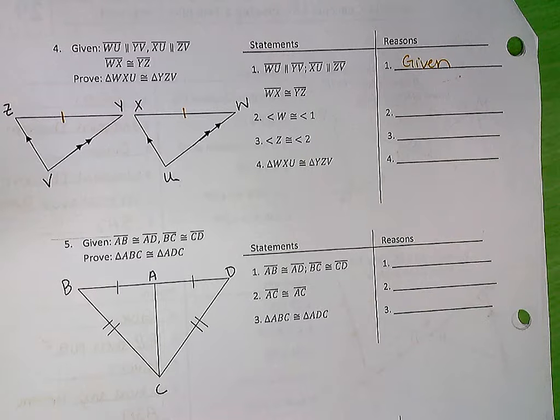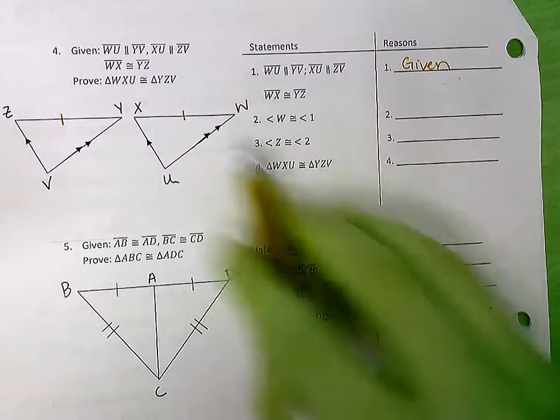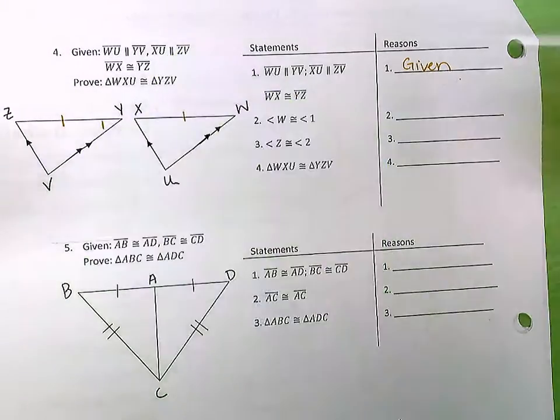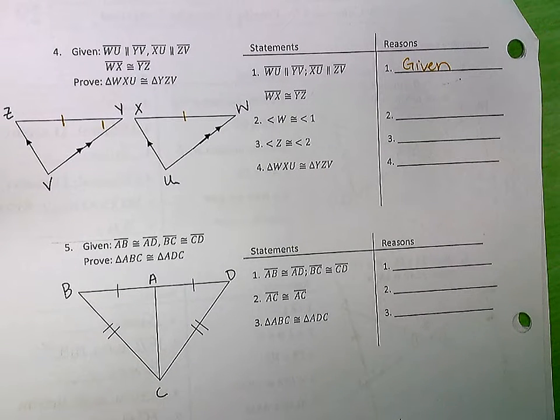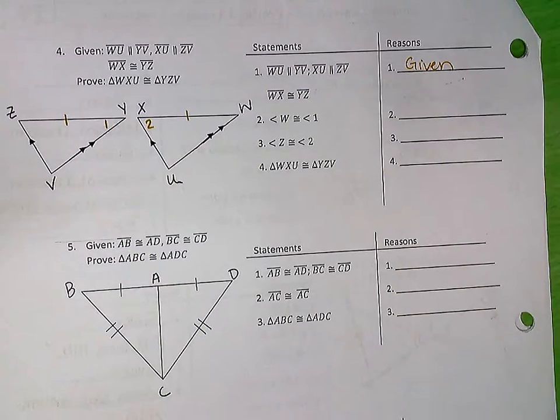See, that's why I got confused. Yeah, I forgot to label angle 1. I'll get there. Okay, so angle W, angle 1 should be Y. Angle 2 should be X. So write that in.